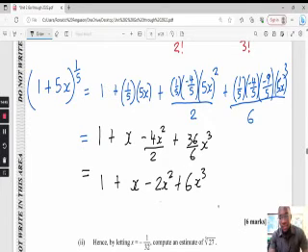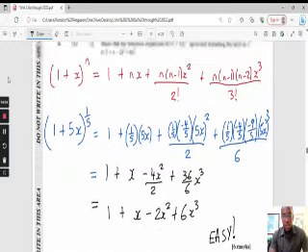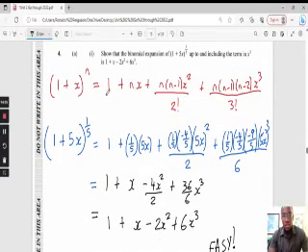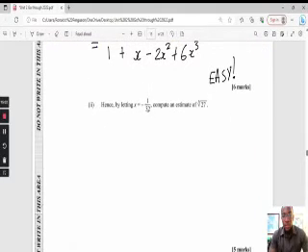If you get a question like this, you tell them, easy, easy 6 marks. You take it. That's it. Because they just wanted us to prove that, and you just use the formula and you get your 6 marks. It's nothing challenging. Now it says by letting x be minus 1 over 32, compute an estimate of the fifth root of 27.